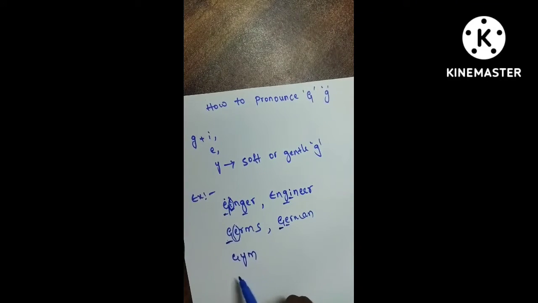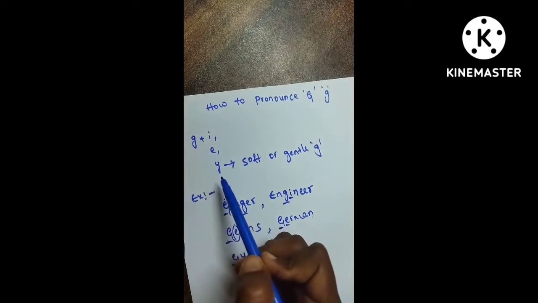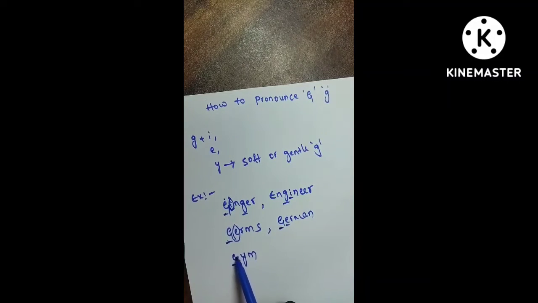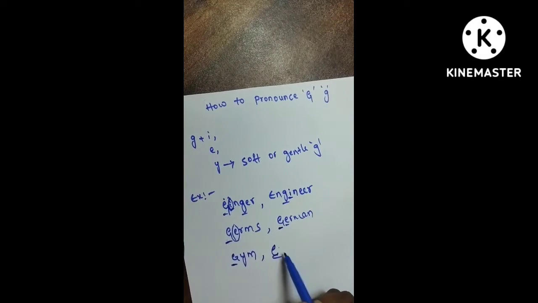Is it Jim or Gim? Let us see. After G here Y is there. According to our rule, if I, E, or Y is there, this G is making the sound Ja. So this is Jim. And next one.